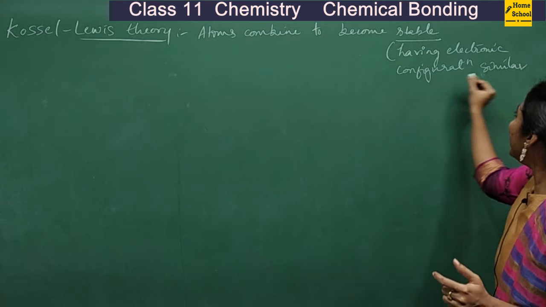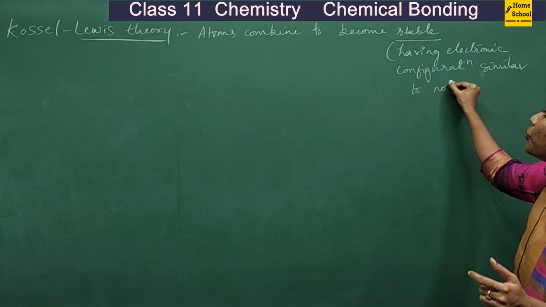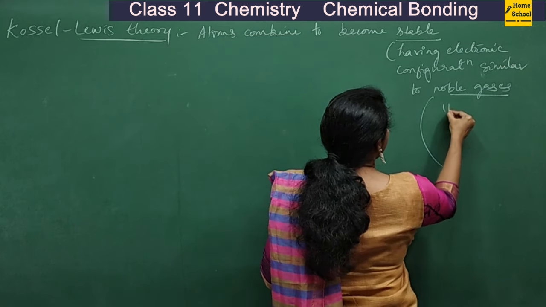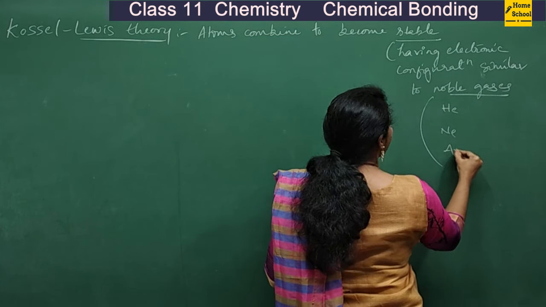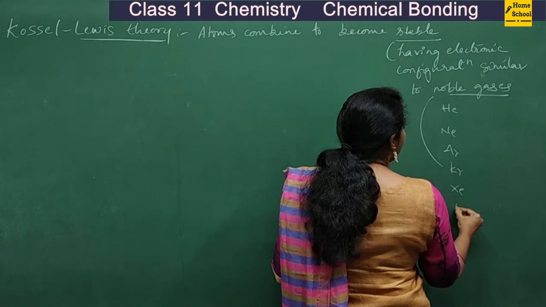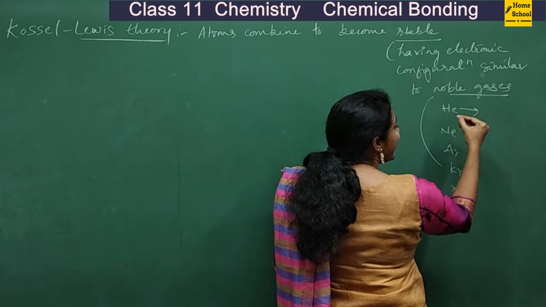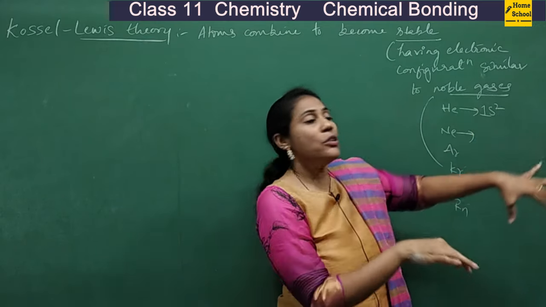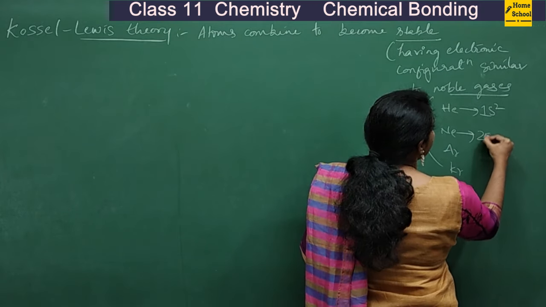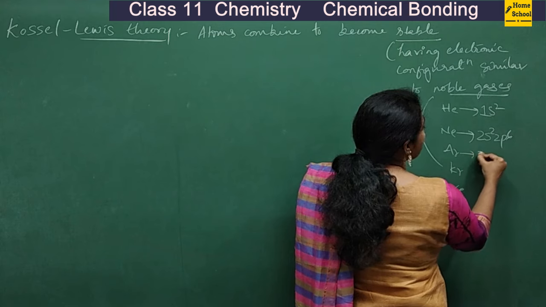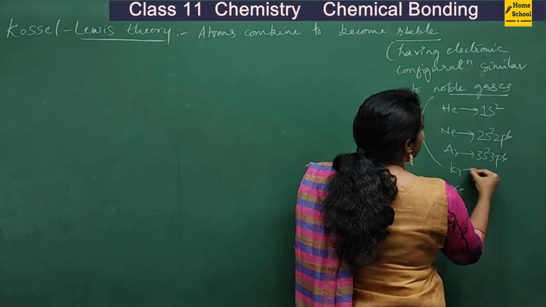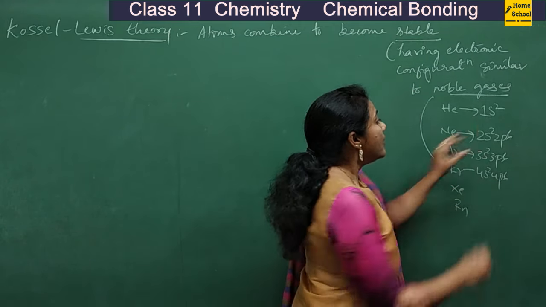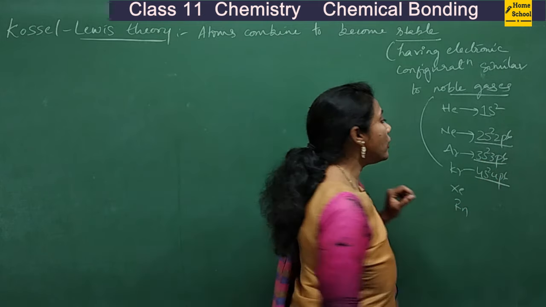Can you all tell me the electronic configuration of noble gases? Let me consider noble gases: helium, neon, argon, krypton, xenon, radon. If I have to write helium's electronic configuration, it is 1s2. For neon, I will write only the outermost electronic configuration, that is 2s2 2p6. Argon, 3s2 3p6. Krypton, 4s2 4p6. Xenon, 5s2 5p6, and it goes on. I only wrote the outermost electronic configuration.